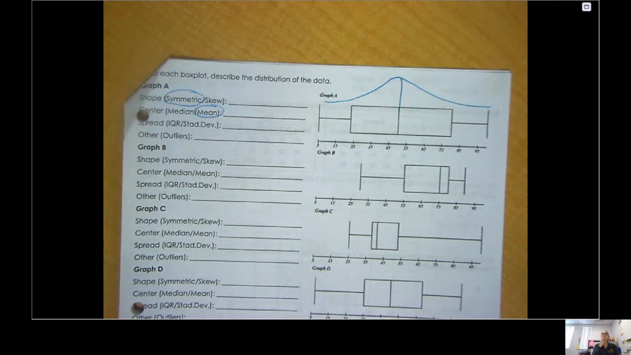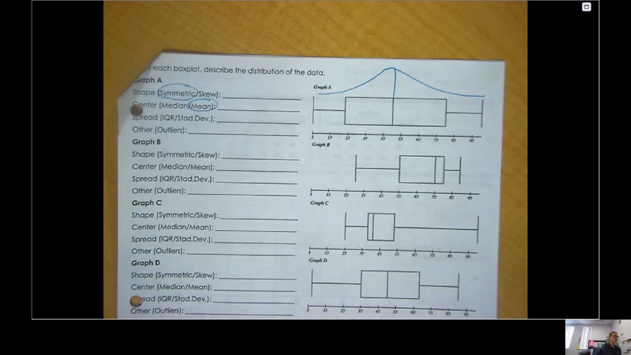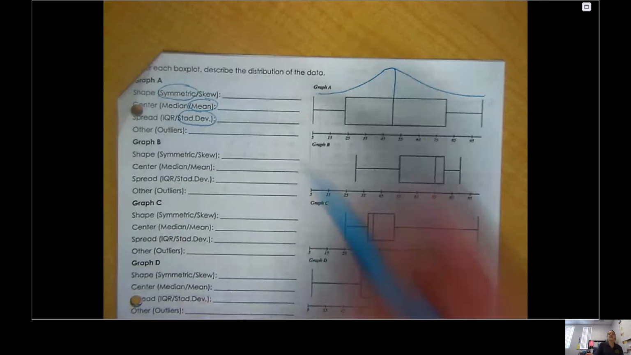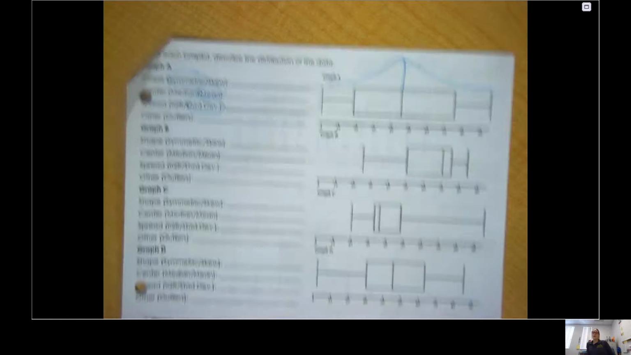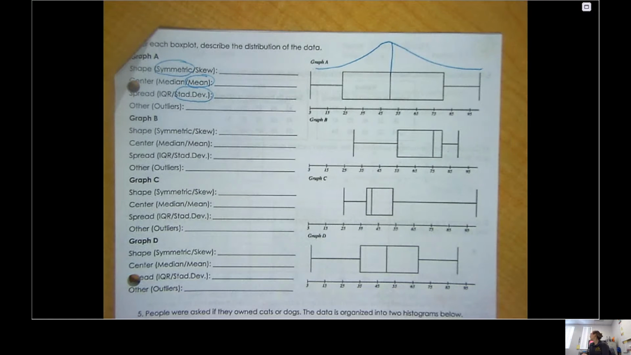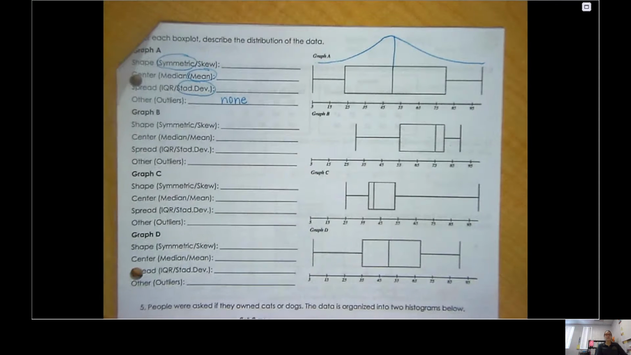Okay, which one should I use to figure out the spread? Standard deviation. Which is something that we can't do by hand. We have to use a computer for that. So when we get our computers, we're going to use our computers for that. Okay, last part. Are there any outliers in this data? No. The whiskers are like an even amount away, so there's no outliers. There's none. Okay, I think you can do graph B, C, and D.